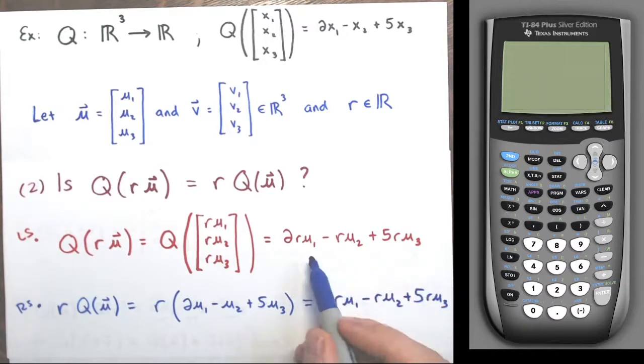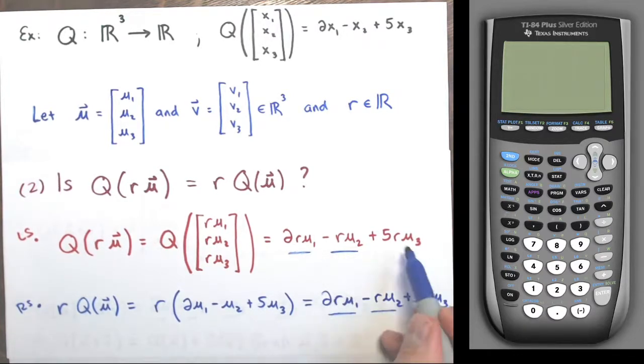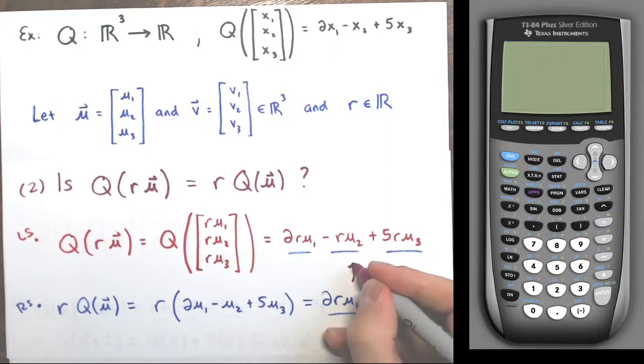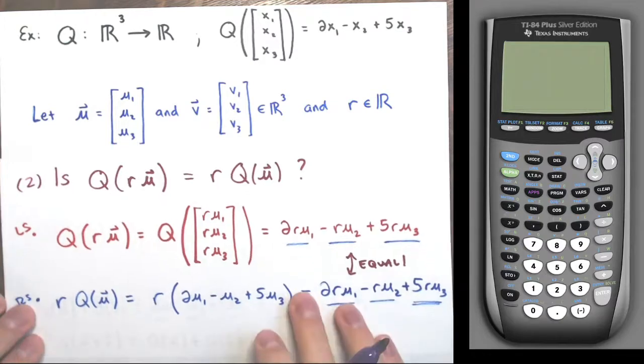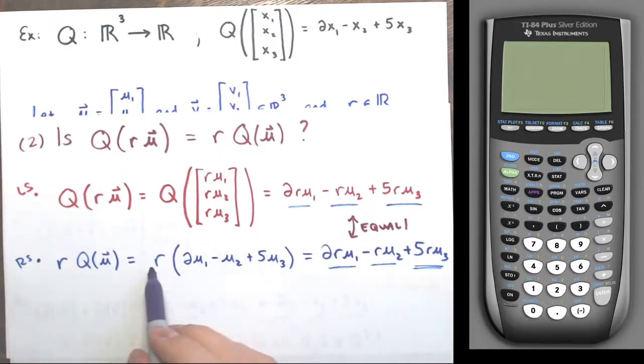And look at these. 2ru1, 2ru1. Negative ru2, negative ru2. 5ru3, 5ru3. All terms are accounted for. They are the same expression. They are equal. And it didn't matter what my u1, u2, and u3 were. They could be any real number I want. So this statement is true. The answer is yes for all vectors from the domain and all scalars. It didn't matter what r was either.